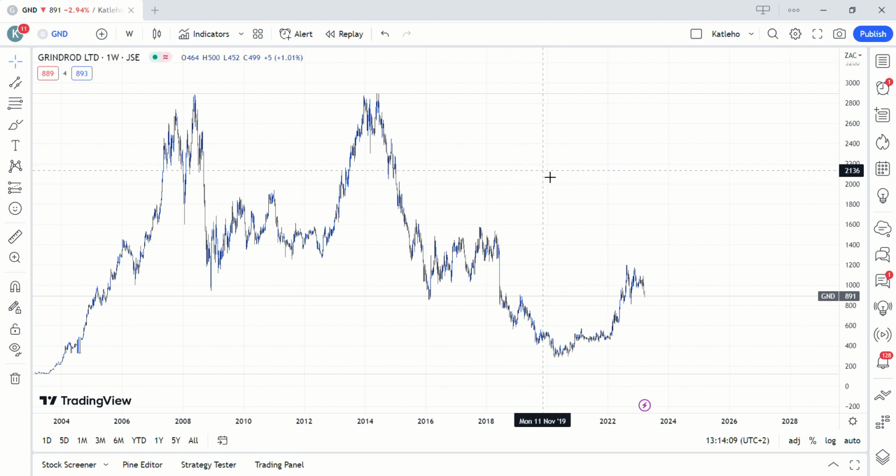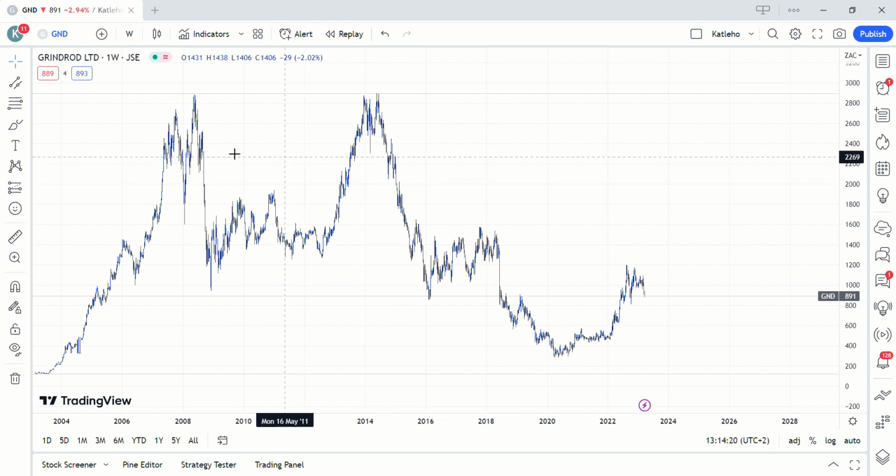We're going to analyze Grindrod Limited, which is listed at the JSE. So we are looking at the weekly chart. You can see the time frame right here. It's a weekly chart that we'll be looking at.